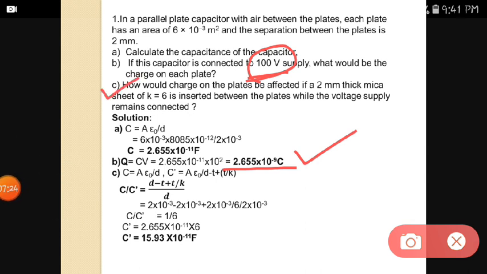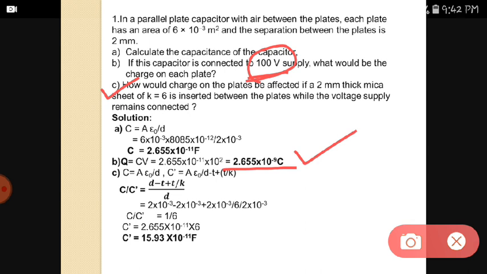Now the third thing which is asked is, how would the charge on the plates be affected if a 2 mm thick mica sheet of K equal to 6 is inserted between the plates while the voltage supply remains connected? Alright, have you got this question?